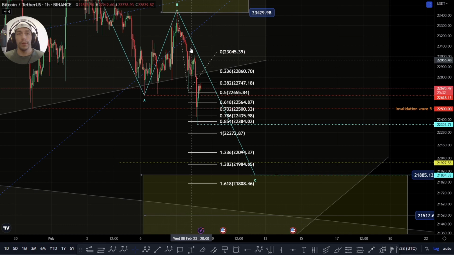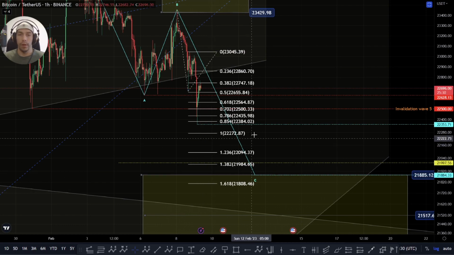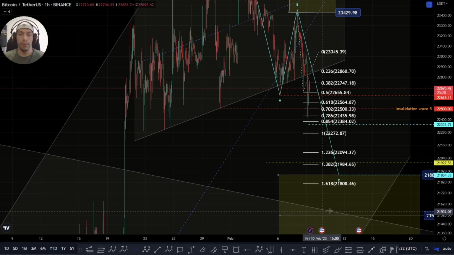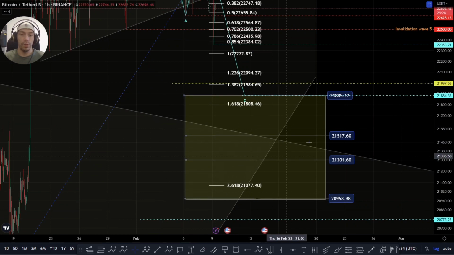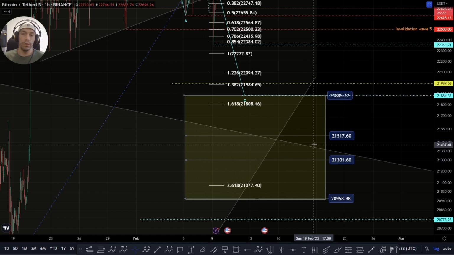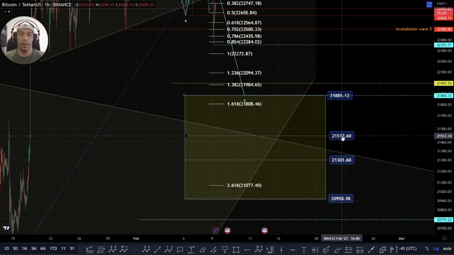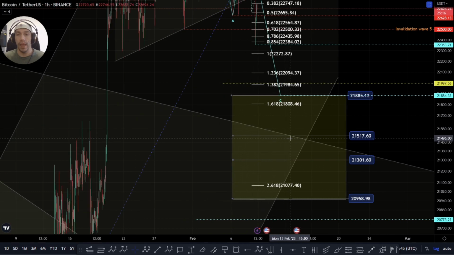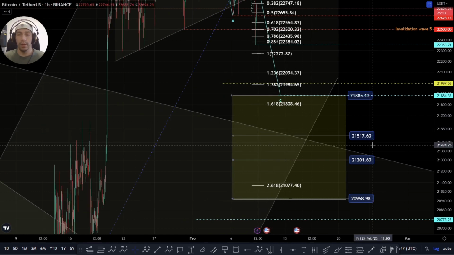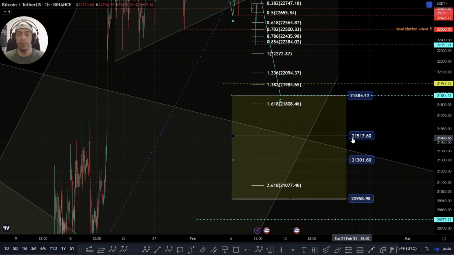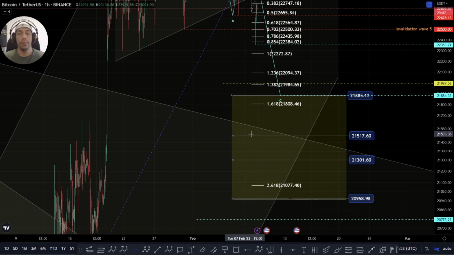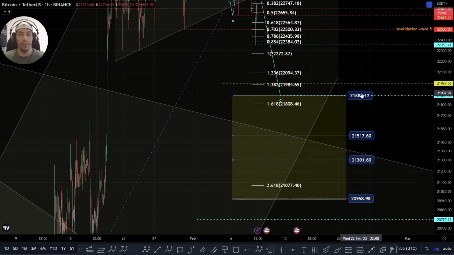So if we do actually break down here past this 1.618, then we'd be looking for that fourth and a fifth. That would tie in quite nicely with retesting this previous channel here, and then potentially looking to test out some of these zones on this chart here. So this 21,517 would be an interesting area. That would be a 0.236. Yeah, sorry, just trying to remember which ones are which here.